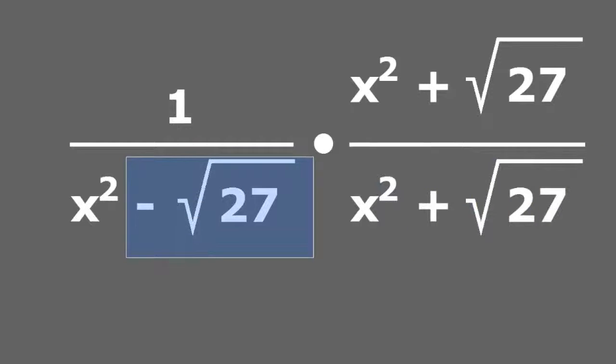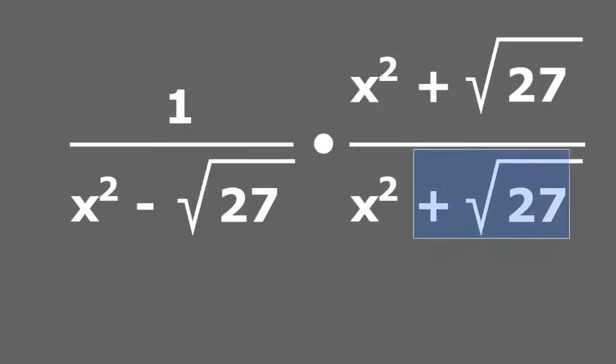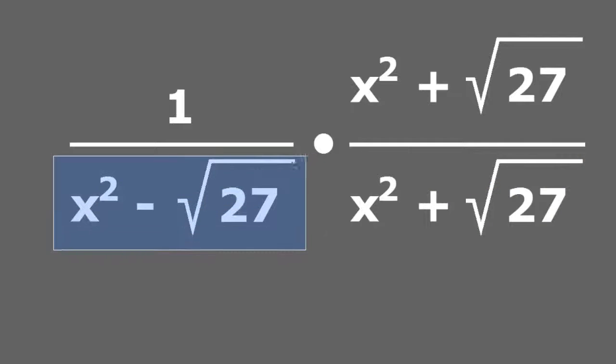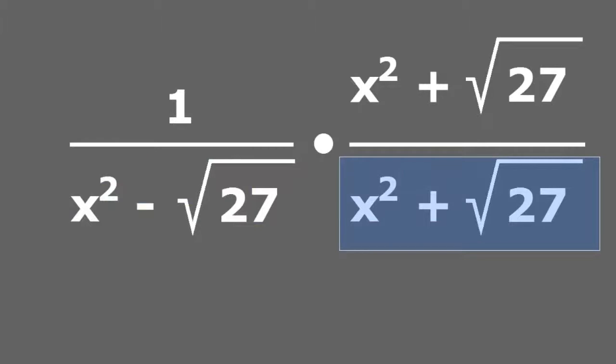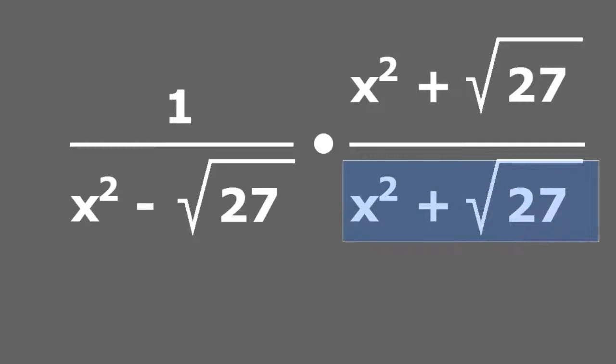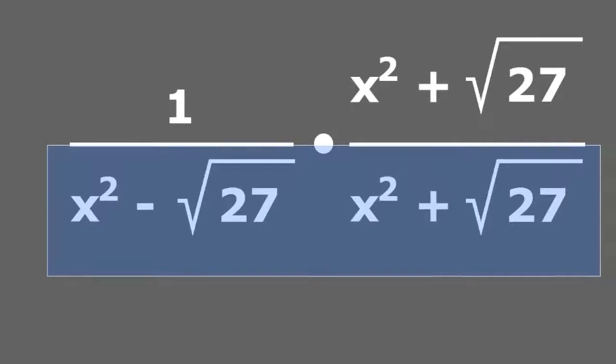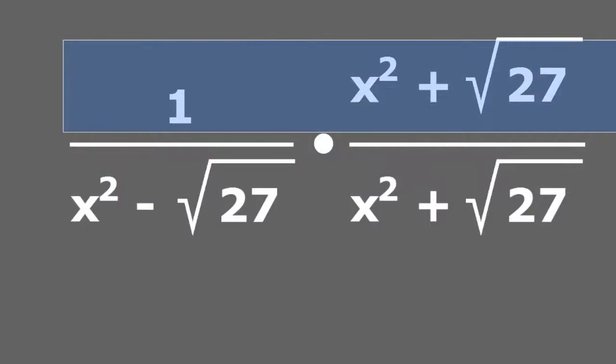Here it was minus the square root of 27, and here it is plus the square root of 27. So the conjugate of x squared minus the square root of 27 is simply x squared plus the square root of 27. I changed the sign of the second term. Now I use that same expression both on the denominator and on the numerator. And after I do that, I proceed with the multiplication of the two denominators and the multiplication of the two numerators.